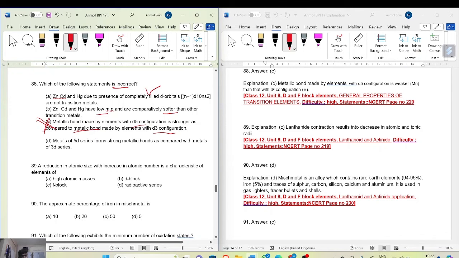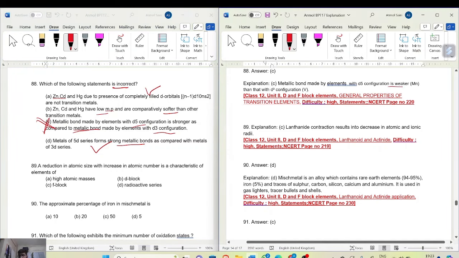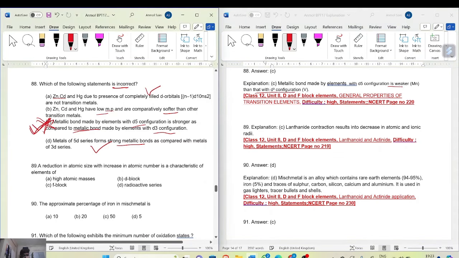And then the last part: metal of 5D series forms strong metallic bonds as compared with metal of 3D series. This statement is definitely true because 5D series elements have large atomic mass, large atomic number. So that's why they form strong metallic bonds. The metallic bond made by the elements with D5 configuration is weaker than the D3 configuration. So the third statement is wrong. So the correct option will be C, because we are asked for the incorrect one.